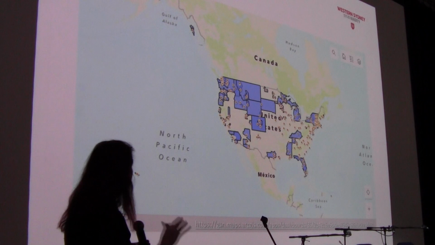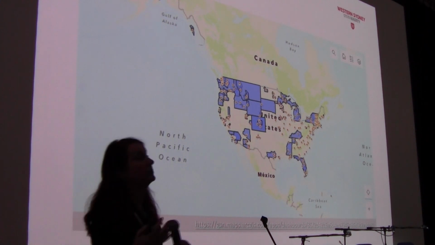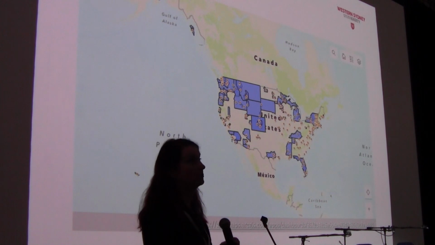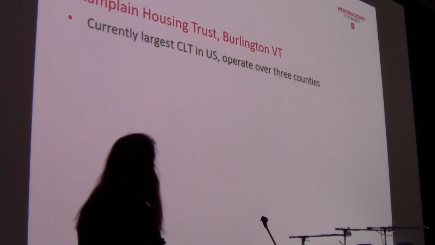So in the United States, there's about 225 of them, with thousands of homes from very affordable rentals through to resale restricted home ownership. Most CLTs do a mix. They'll do rentals and they'll do home ownership, and they'll do things like co-ops and so on as well. So let's have a look at them.